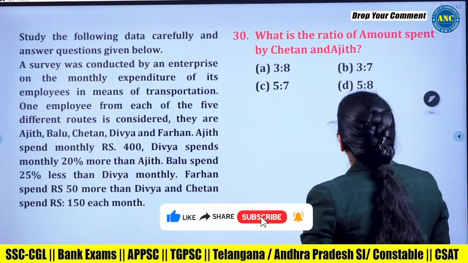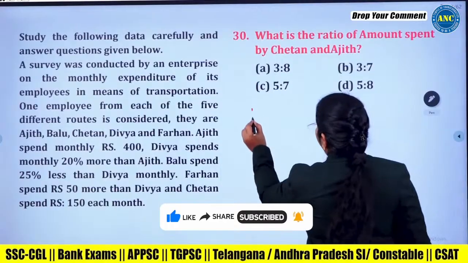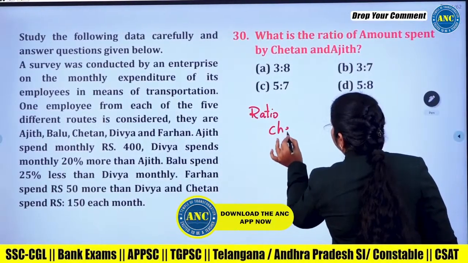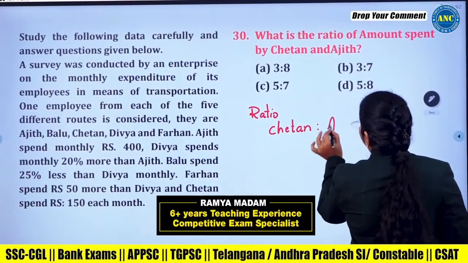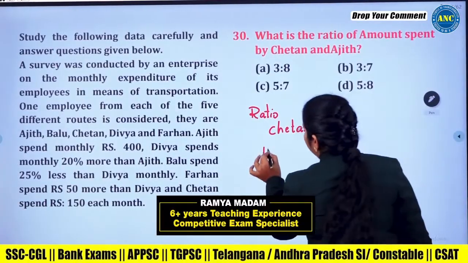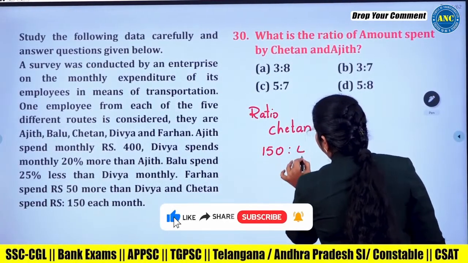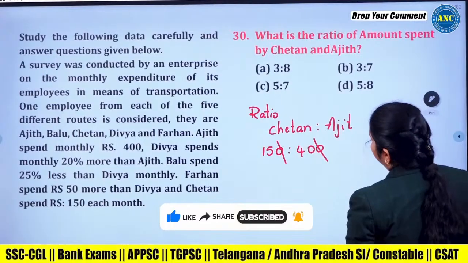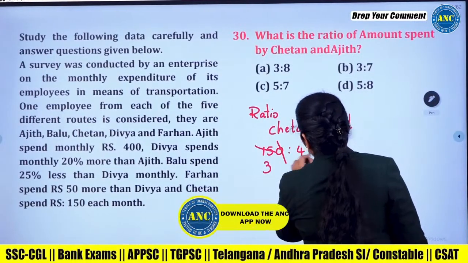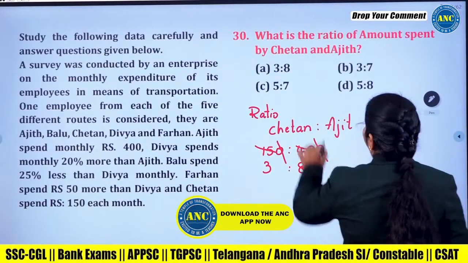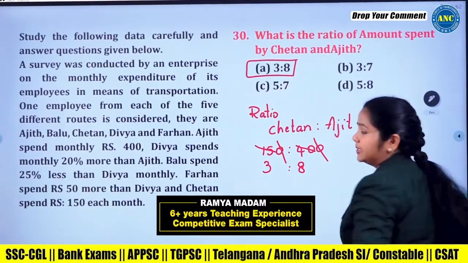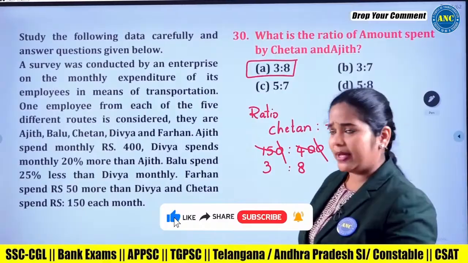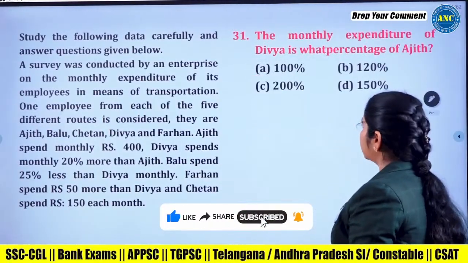Next. Question number 30. What is the ratio of amount spent by Chetan and Ajit? They wanted to take the ratio. Okay. Ratio of amount spent by whom? Chetan to Ajit. Right? Chetan value is 150. Ajit's value is 400. Yes. How can we get the answer here? 5 3s are 15, 5 8s are 40. So, option 3 is to 8. Option A, 3 is to 8 is the correct answer. Yes? Done? Clear? There is nothing much here. It's very simple.